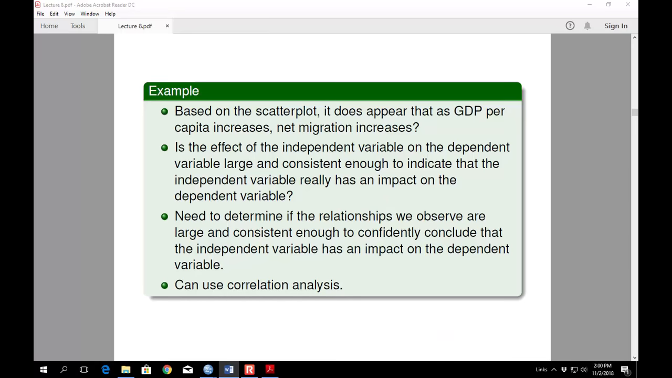So based on the scatter plot, it does appear that as GDP per capita increases, net migration increases. But is the effect of the independent variable on the dependent variable large and consistent enough to indicate that the independent variable really has an impact on the dependent variable? We need to determine if the relationships we observe are large and consistent enough to confidently conclude that the independent variable has an impact on the dependent variable. We can use a correlation analysis to do this.